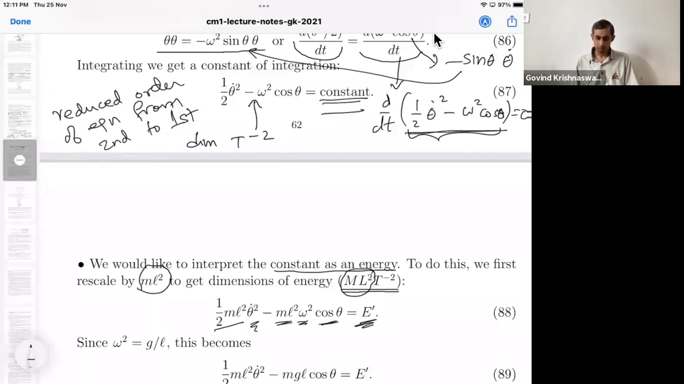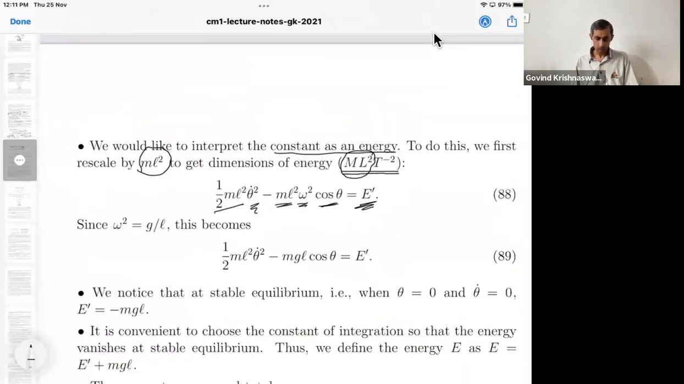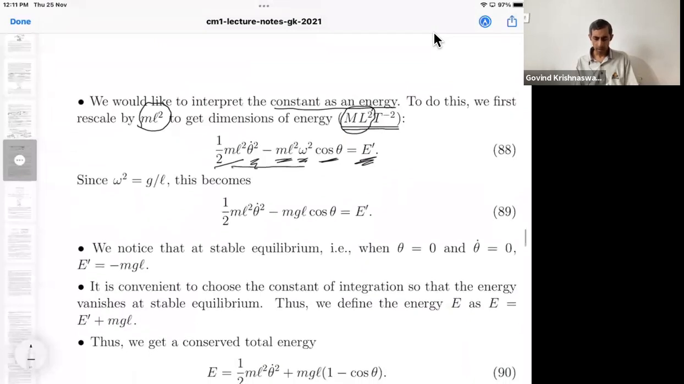You may say, why not multiply by 4 ml squared or 23 ml squared and so on. You are free to do whatever you like. It is just a convention to multiply by ml squared and not some other variable and not some numerical multiple thereof. Okay, so having done this, we have arrived at a proposed energy E prime.